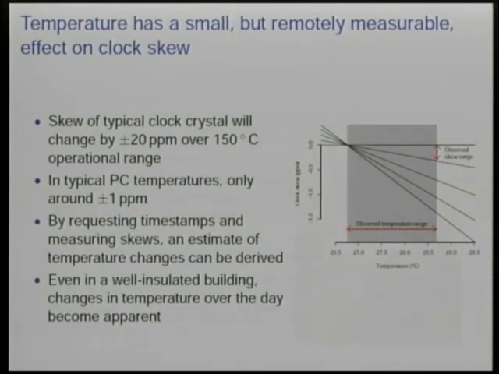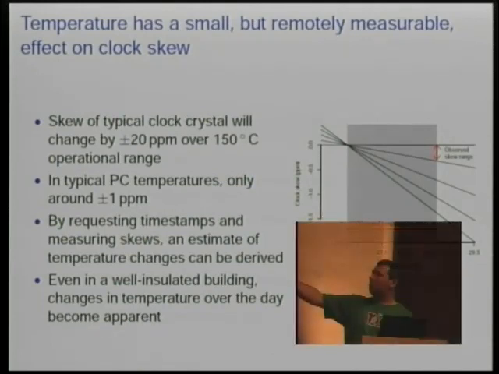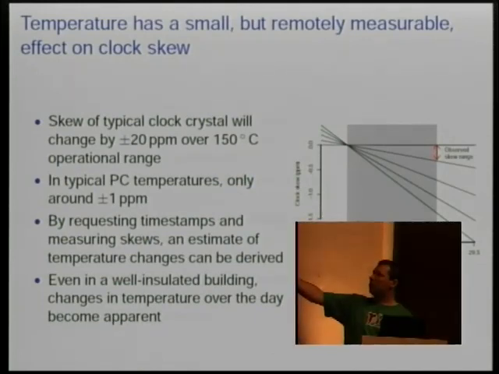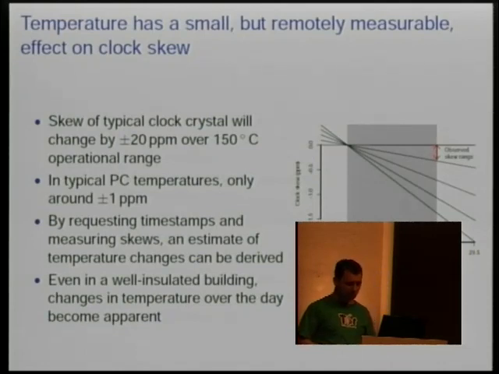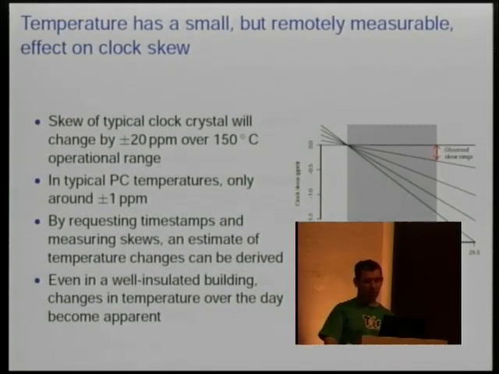So in one of my tests, I saw that the temperature changed between these two points, about 2 degrees Celsius, and there was a corresponding change in clock skew. And that's more or less consistent with what the data sheets say. And this is quite a small difference in temperature, and it's affected by the outside world. So even in the Cambridge Computer Lab, which is a very well insulated building, you can still see the change in temperature over a day.